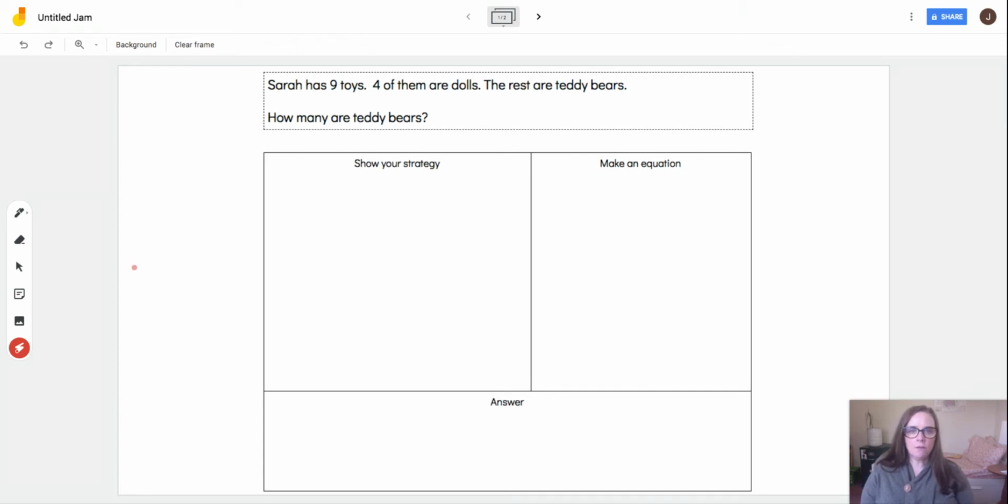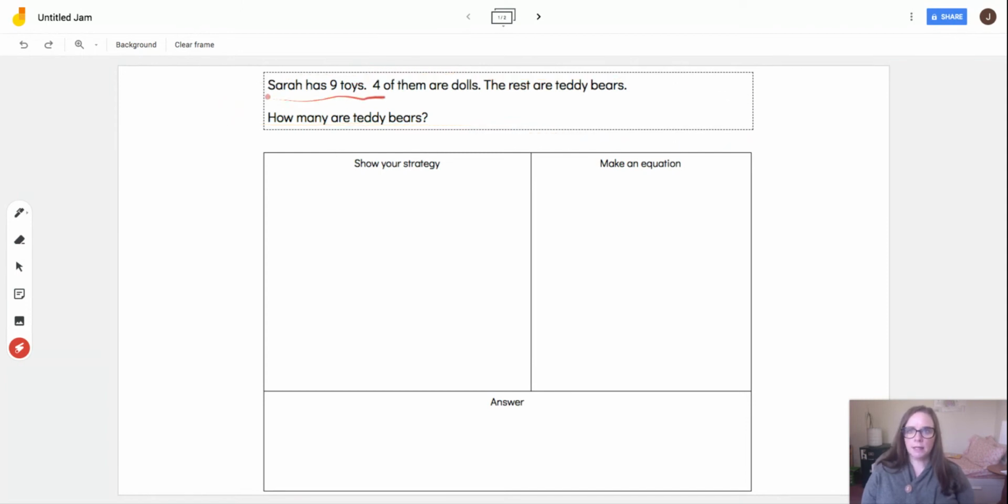So here I have my answer work page. And at the top, I have the story problem up here. I have an area to show my strategy. I have an area to make an equation, and at the bottom, I have a spot to write my answer. So the first thing you need to do is to read the story problem, which is up here at the top.